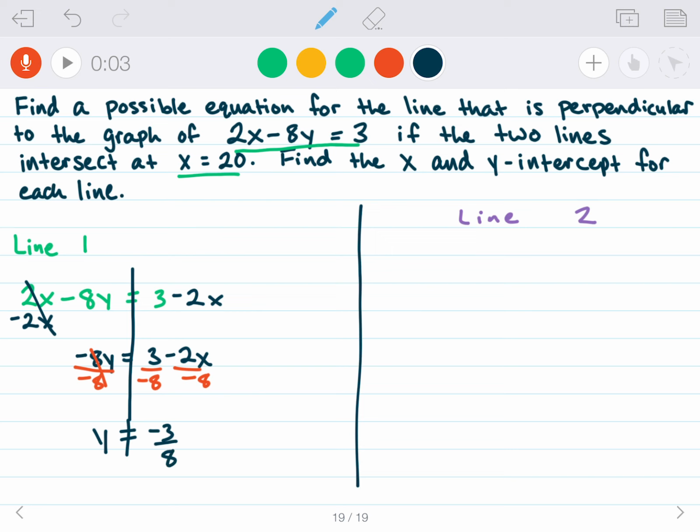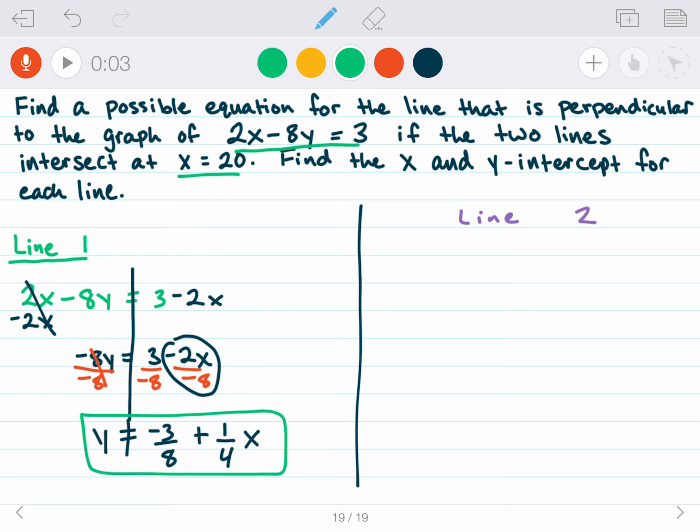I can just move that negative to the top. A negative 2 divided by a negative 8. A negative divided by a negative is a positive, and 2 over 8 simplifies to 1 over 4. Okay, so this is the equation of line 1.